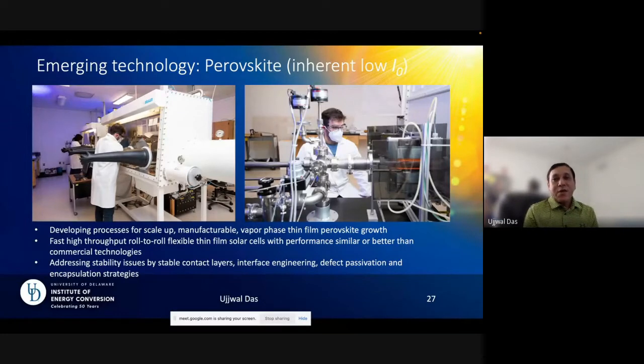It also has a significant stability issue, meaning it degrades very rapidly in humidity. Since the solar cell has to operate outdoors, temperature and humidity will be a significant issue. But these are solvable problems, and that's why scientists are working on it to bring up this technology.